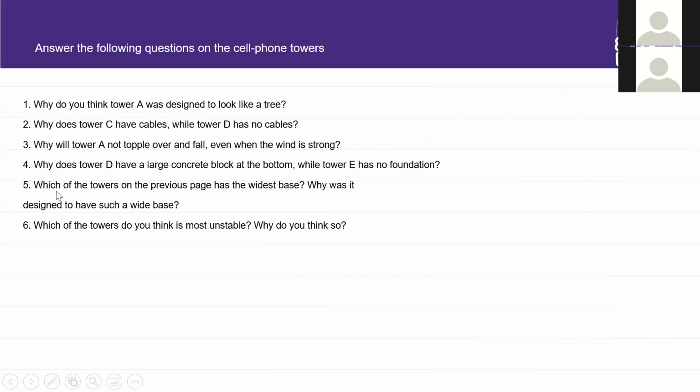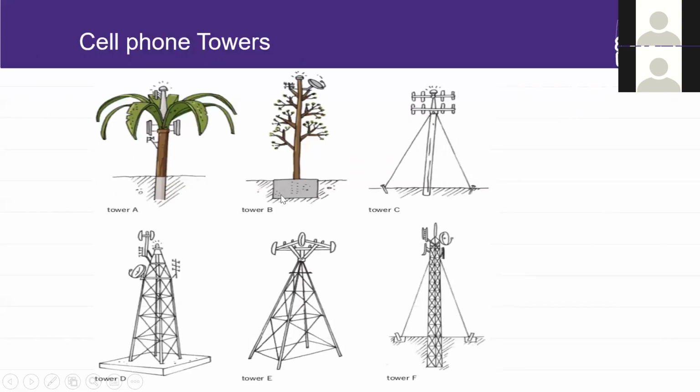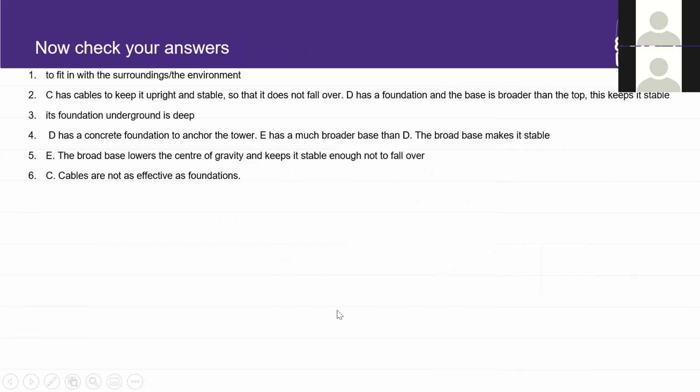Next question was, which of the towers on the previous page has the widest base? Why was it designed to have such a wide base? Okay. When you look at these towers, which one has the widest base? Why was it designed like that? E has the broad base. The broad base lowers the center of gravity and it keeps it stable enough not to fall over. Okay.